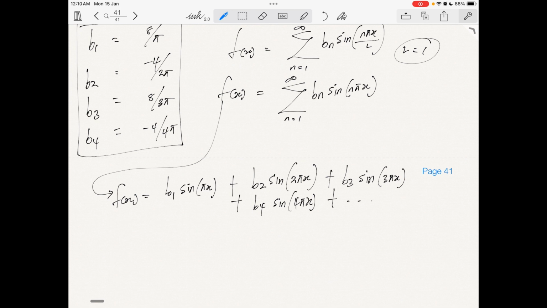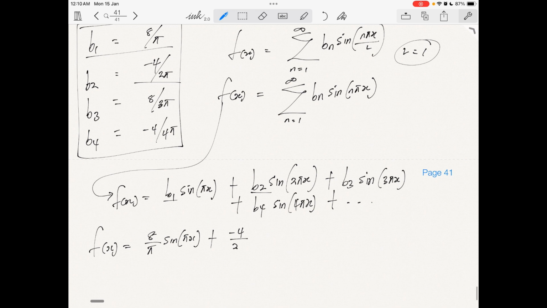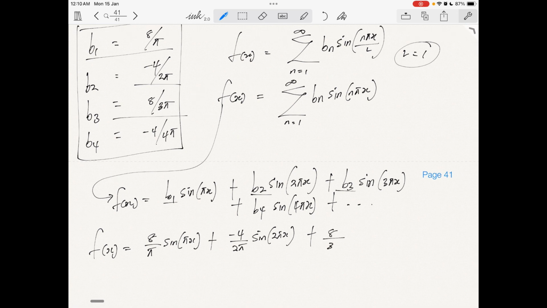It continues. Therefore, f of x will be equal to b1, which is 8 over pi sine pi x, plus b2, which is minus 4 over 2 pi sine 2 pi x, plus b3, that's 8 over 3 pi sine 3 pi x, and plus b4, which is minus 4 over 4 pi sine 4 pi x.